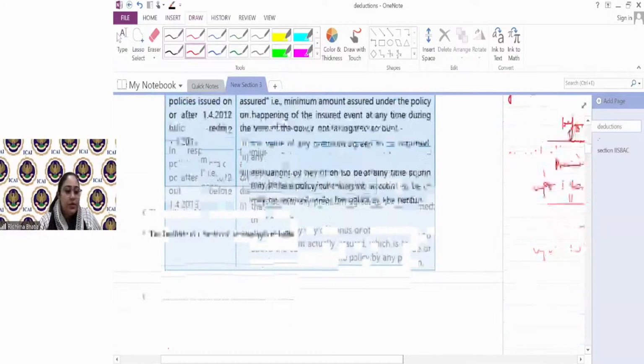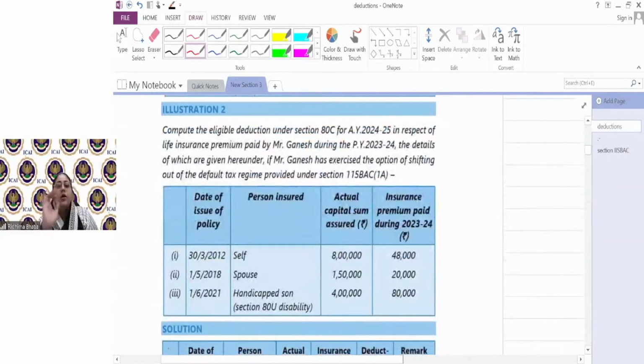Now here I have a question in front of me. Compute the eligible deduction under Section 80C for assessment year 24-25 in respect of life insurance premium paid by Mr. Ganesh during the previous year, which are given hereunder. Okay, he has not opted for the default tax regime. Guys, remember, if the question doesn't clearly say anything about it, give your assumption: whether the person has opted for 115BAC or is not opting for 115BAC.